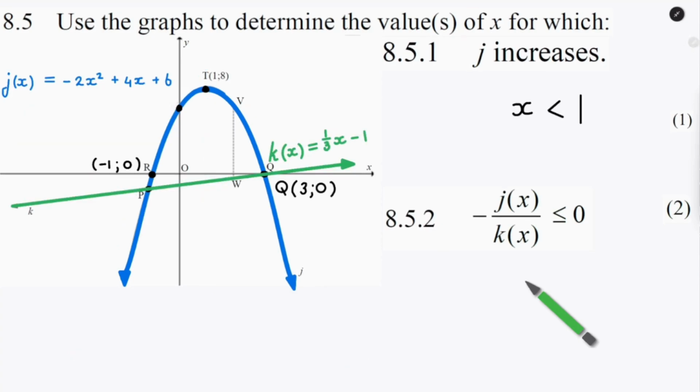Okay, the next question is a very tough one. We're going to start off by dividing both sides by a negative, because this negative here is making our lives very complicated. So let's divide both sides by a negative.